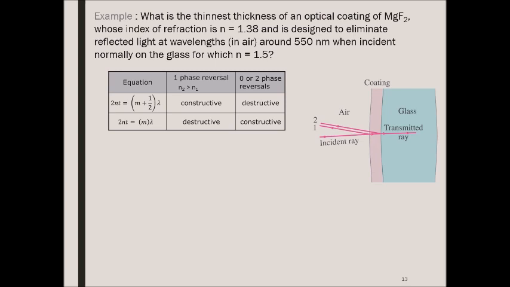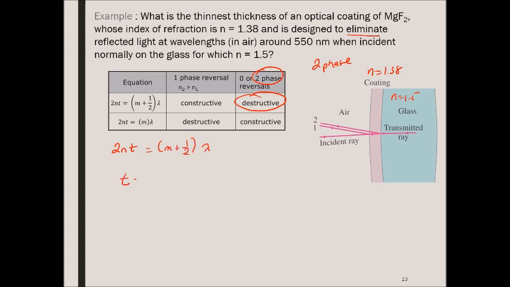Hopefully you've given it some thought. We know that the coating has an n of 1.38. The glass has n equal to 1.5. So I have 2 phase reversals, so I'm dealing with this column. And we want to eliminate the reflected light, so I'm dealing with destructive interference. So my equation is 2nt is equal to (m plus 1/2) lambda.